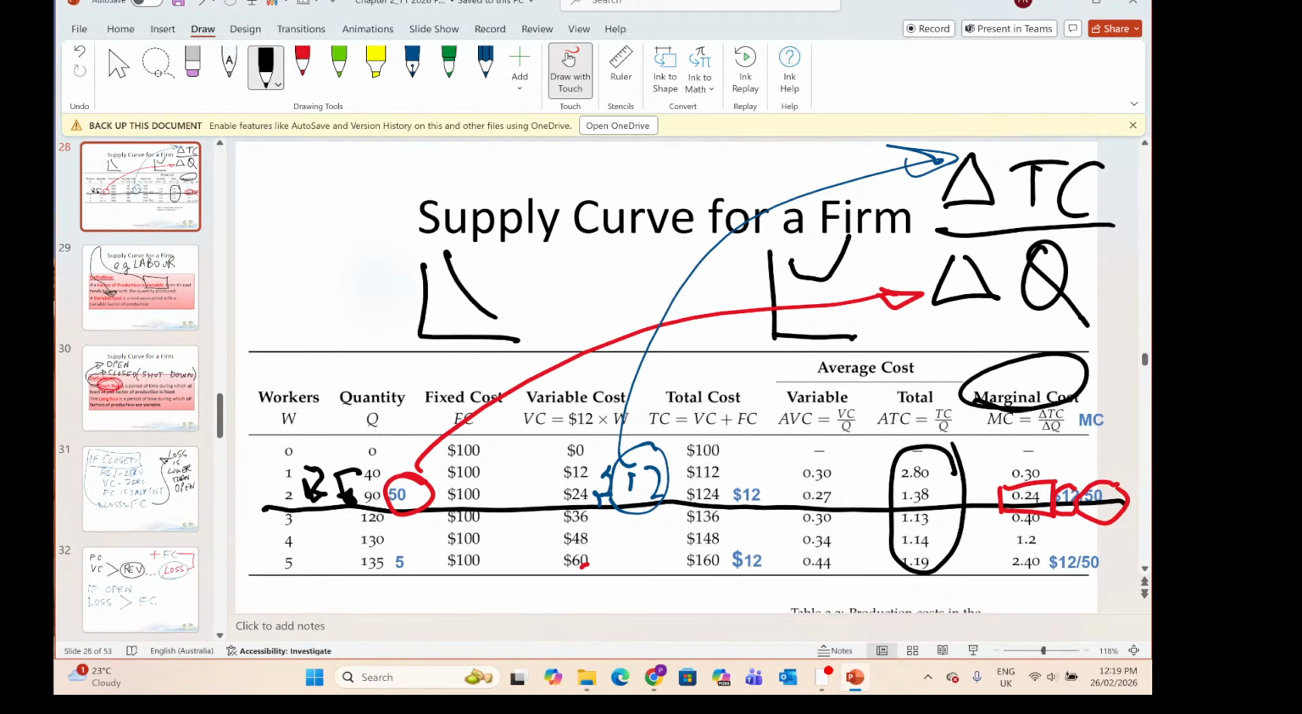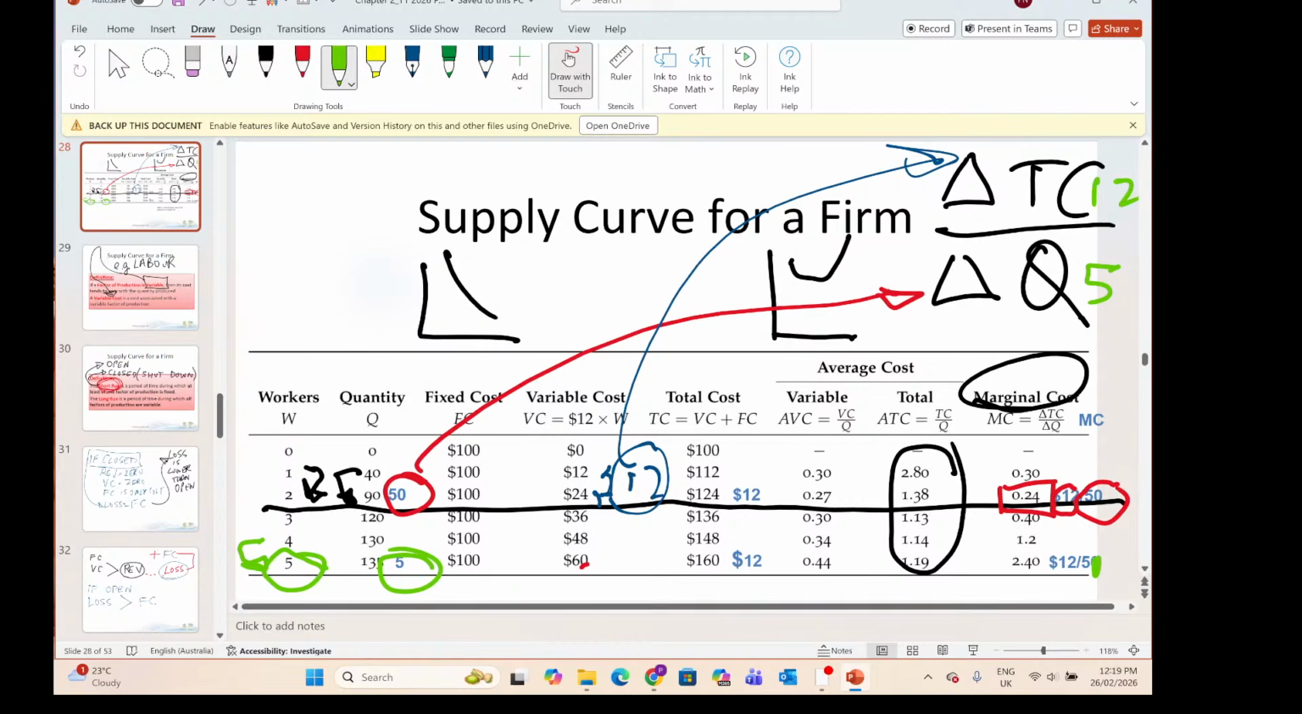By the time we get down to the last worker, which I'll do in green, when we added worker 5 from worker 4, that worker only added 5 extra coffees. So there's 5 extra coffees, but the worker costs us $12 extra. There's a mistake here, so that would be 12 over 5. Those extra coffees cost $2.40.